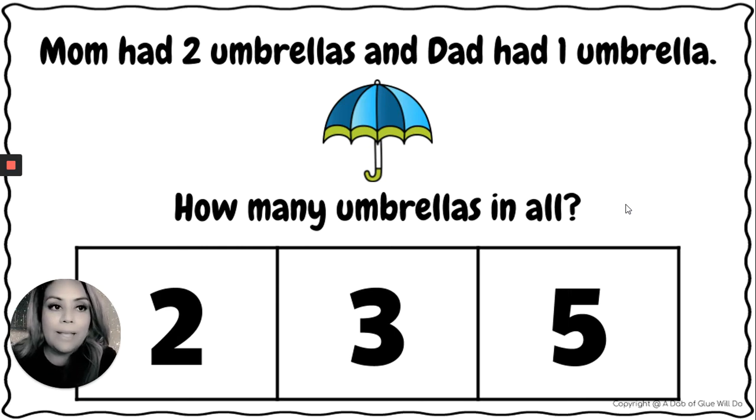I'm going to use my hands. So Mom had 2 umbrellas, and Dad had 1 umbrella. How many umbrellas in all? That's right, 3. So the number sentence, say it with me, get ready. 2 plus 1 equals 3. Let's break it apart. How do we do that? That's right, we start with 3, the whole number. 3 equals 2 plus 1. Great job.